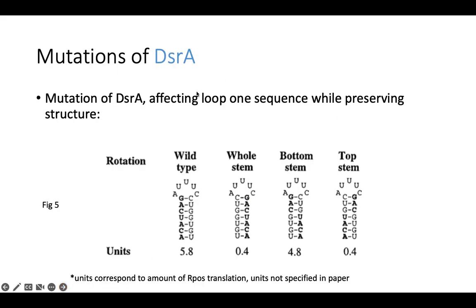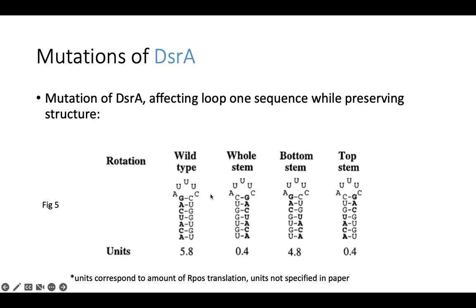So now we're going to go into some mutations of DsrA. All we're changing here is we're flipping around some of the sequences within loop 1, but we're going to preserve the structure of loop 1 when we do so. The intention of this experiment is to determine what's important in loop 1. Is it about structure or is it about sequence?